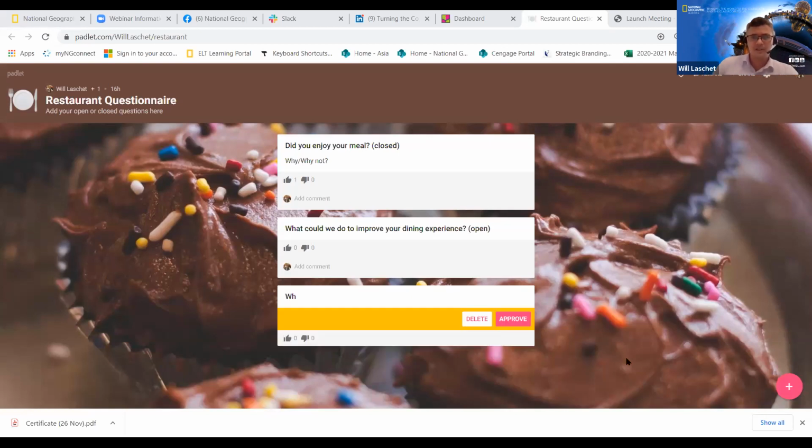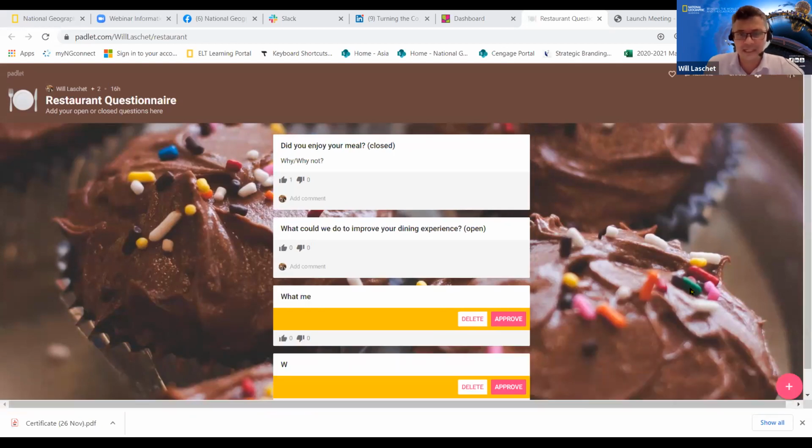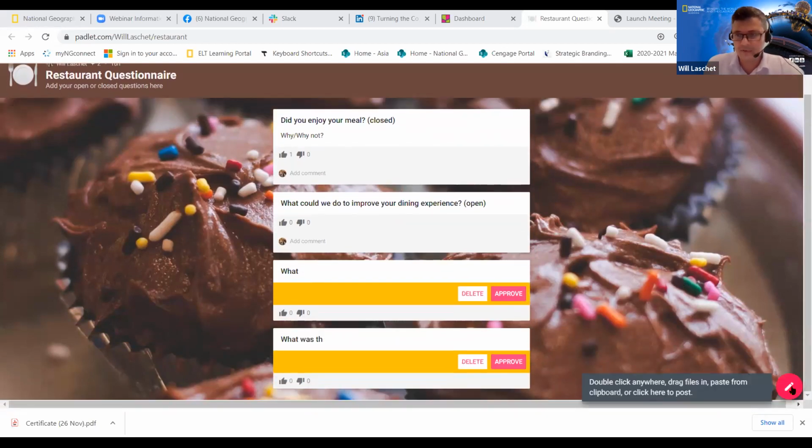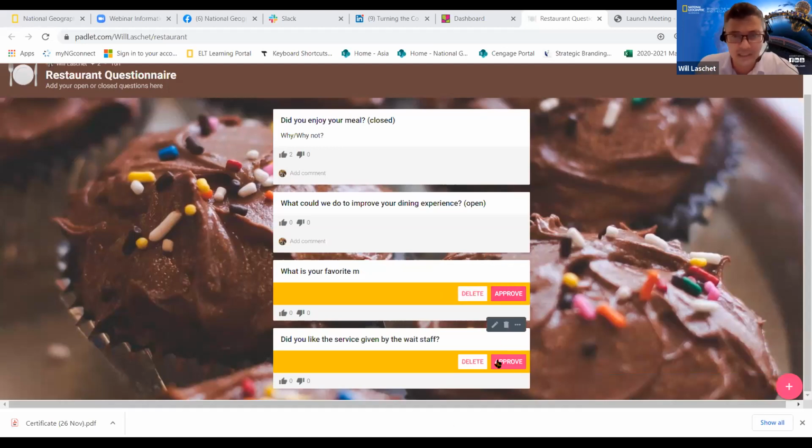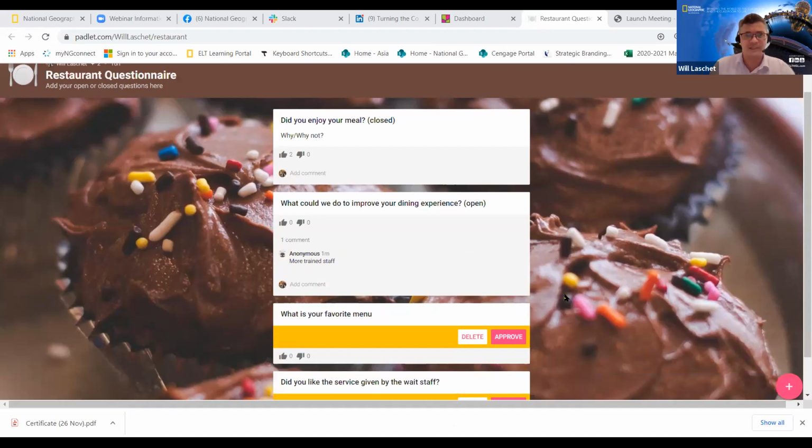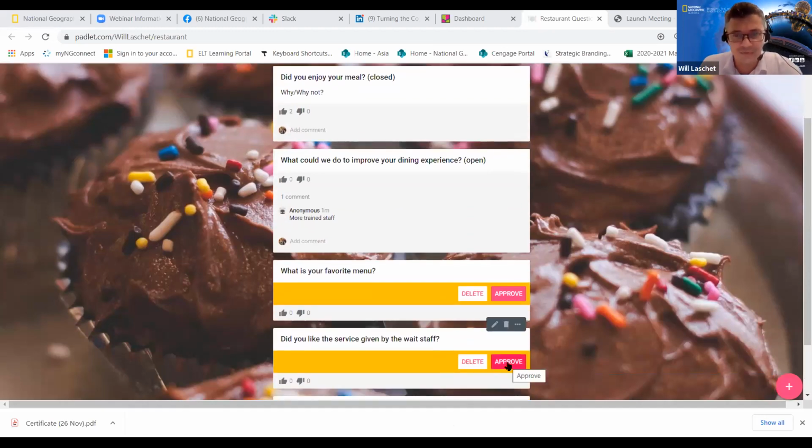What I'm going to ask you to do is add some questions. If you can see in the bottom right, there is a pink plus button. So if you hit that plus button, then I want you to write a question. Because there are so many of you, I am going to have to approve your questions. So I can see your questions coming in. If I like the question, or if the question is a good one, or if the grammar is correct, I'm going to approve it.